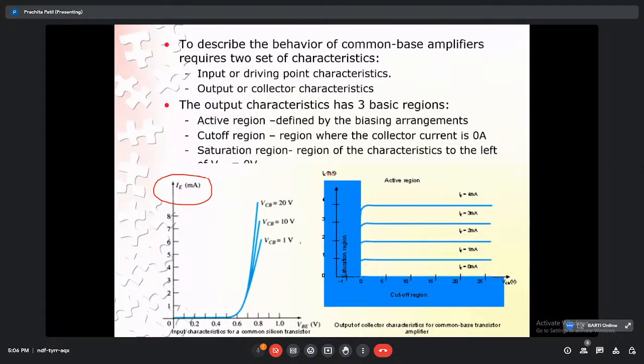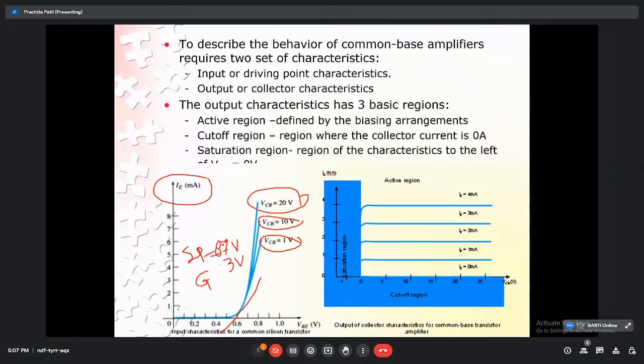The output voltage we are keeping constant at VCB equal to 1 volt, or 10 volt, or 20 volt, anything we can keep. From this value we are able to calculate the cut-in voltage. The cut-in voltage for silicon, as you may know, is about 0.7 volt, and for germanium it is 0.3 volt. This is the cut-in voltage, and it can be calculated with the help of the input characteristics of the transistor.